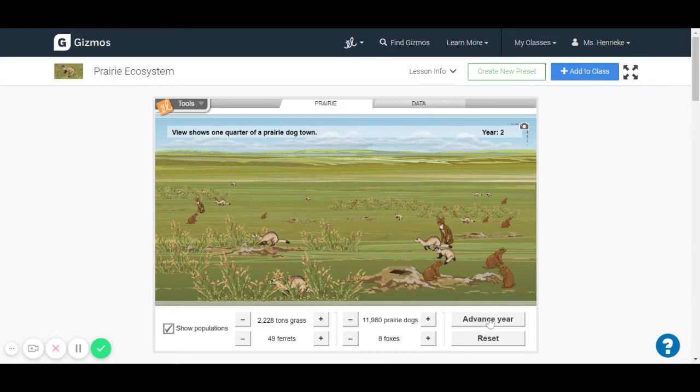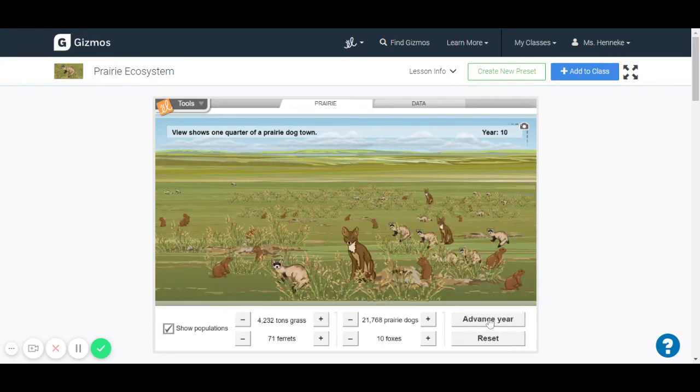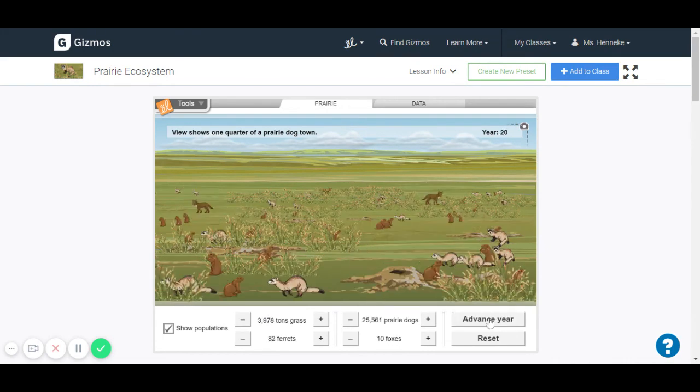Now, let's keep going. What if I continue all the way to 20 years? Notice what I have now. I look pretty similar to my original starting populations. I'm almost back up to 4,000 grass. I'm above my 80 ferrets I started with. I'm back to 10 foxes, and I have more than 25,000 prairie dogs. Why do you think that happened? Why did the ecosystem return to equilibrium and be stable again?